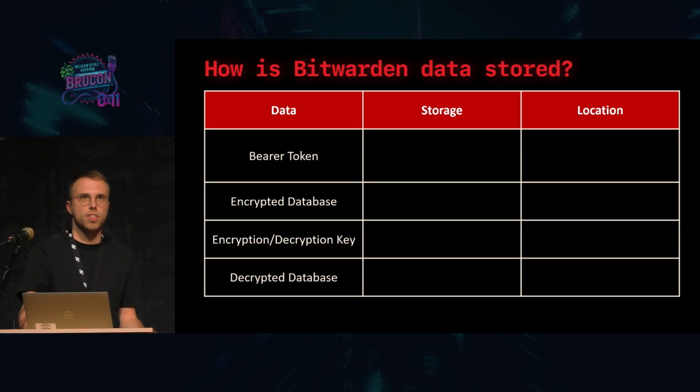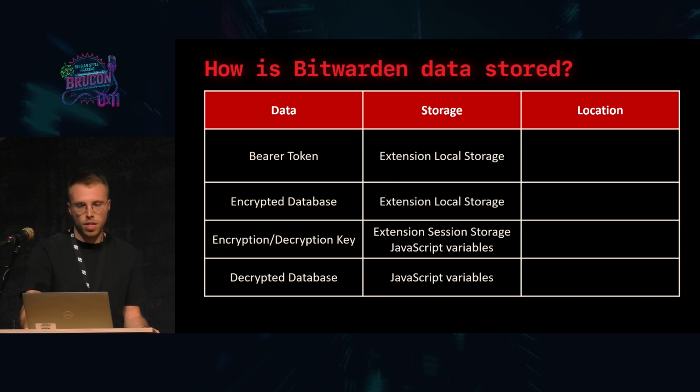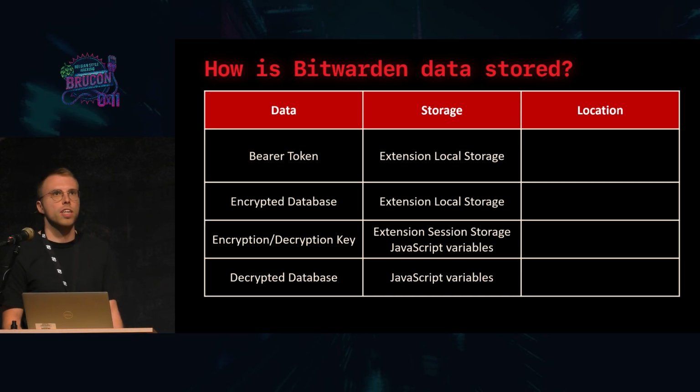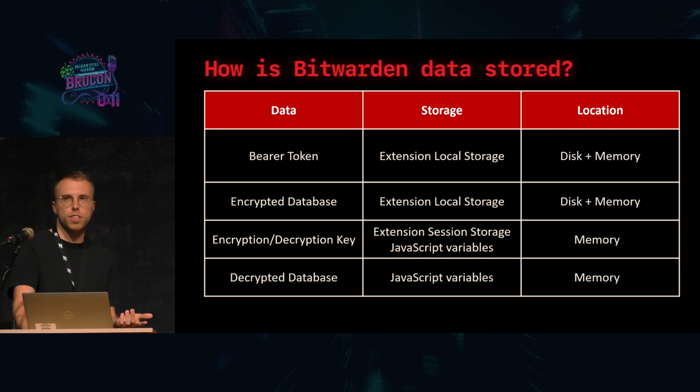And so each of these elements is stored somewhere. Because it's a web extension, it's stored for the most part in the browser. So you have the local storage, the browser session storage, and some of them, including the decrypted database, are only available at runtime in JavaScript variables. So it's not per se stored in the browser, it's just temporarily held in variables. And each of these storage locations also has a location on the computer per se, which could be either on disk or in memory.